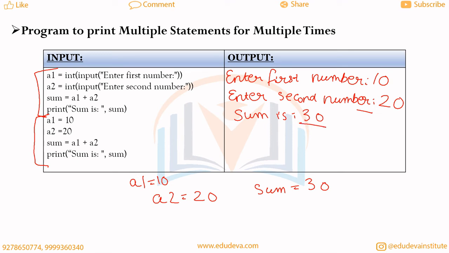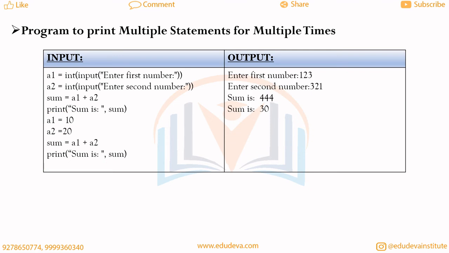And if we enter different input, then the value of sum will change. Here the value of A1 is 10 by default and the value of A2 is 20 by default. So every time we run this piece of code, the output will be sum is 30 every time. But if we are demanding the input from the user, then the output will depend upon the input given by the user.